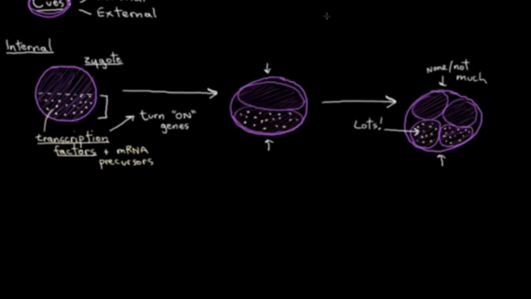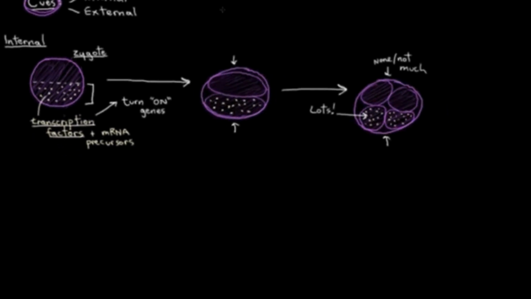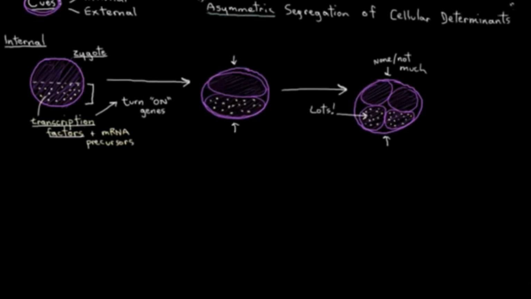So this mechanism here is pretty appropriately called asymmetric segregation of cellular determinants. It's this big mouthful here, but if we break it down, you can see asymmetric because it really just refers to how these transcription factors are not symmetrically distributed among the daughter cells here. And this cellular determinants bit is just referring to the transcription factors or their precursors. So that's one way that cells can be made to specialize into different things, just having different transcription factors around.